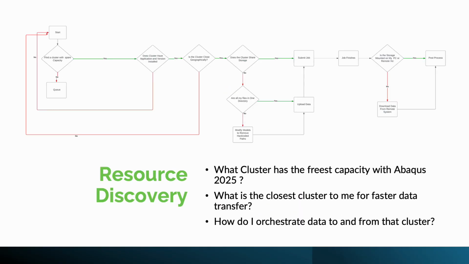The resource discovery, this is a flow chart we put together of what a person would do if they wanted to go find resources in the enterprise. Identify what cluster currently has the most free resources, has the version of the software that I want, it's close to me so I can get fast data transfer, and then figure out how do I get my data there and back? Is there VDI? Do I have to SCP it? What am I doing to get my data there? All of this is a barrier to people adopting and using multiple HPC across the enterprise. And so you'll see how we have this automatic resource discovery and automate this entire workflow with one click.